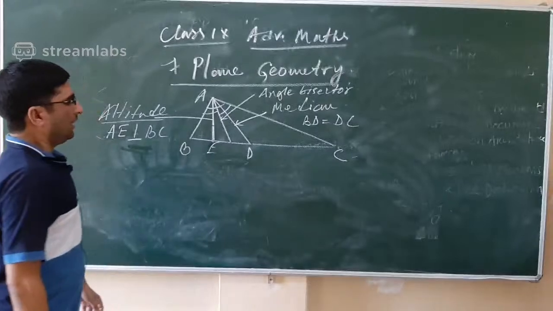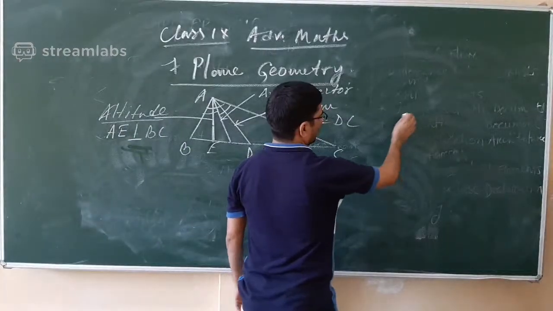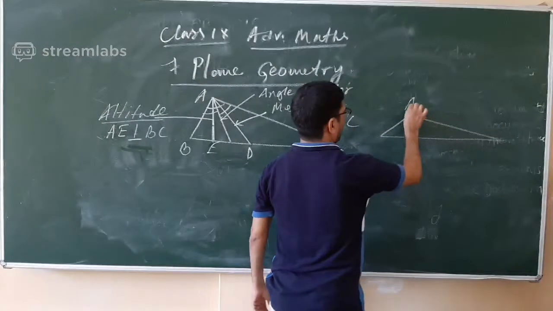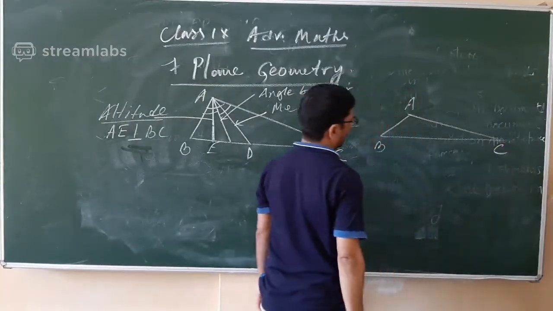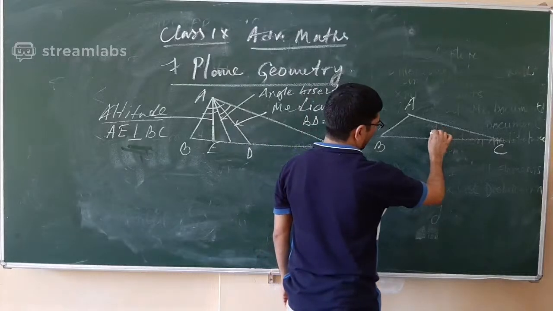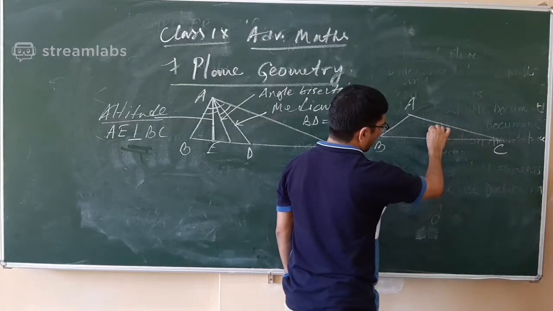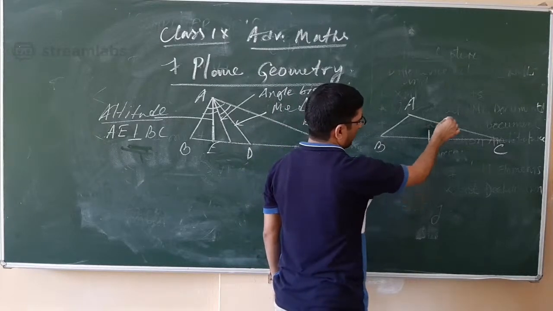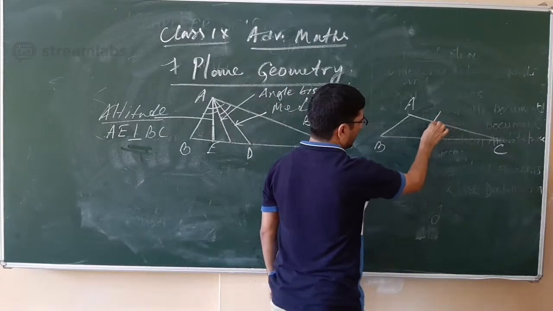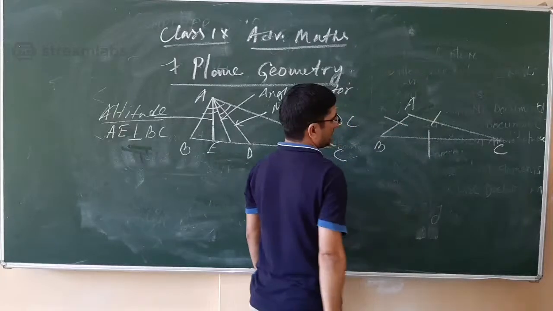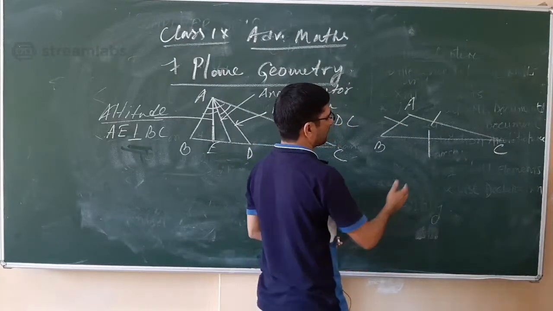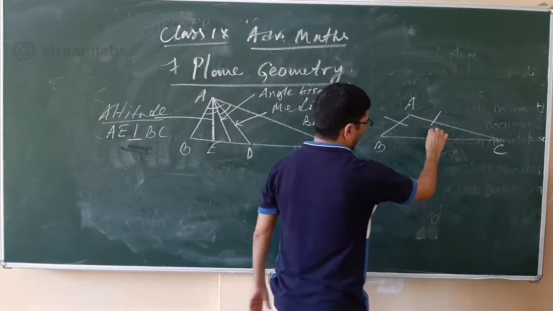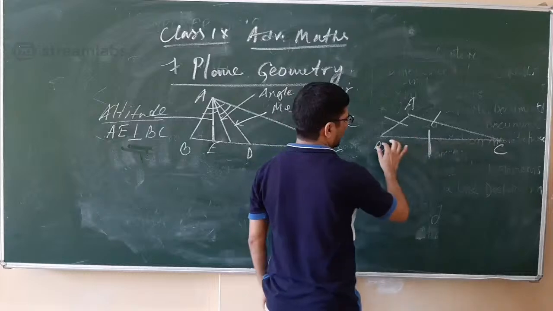And then another triangle I will draw. In this triangle ABC, if a line perpendicularly bisects a side, then it is the perpendicular bisector of the side. So here also we will have perpendicular bisectors of sides. Perpendicular bisector of a side may not go to the vertical angle. It is perpendicular as well as it bisects the side.